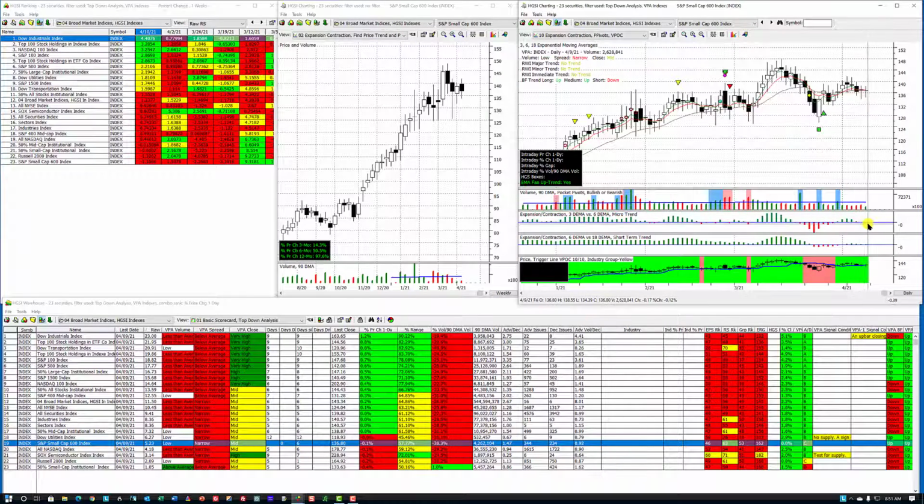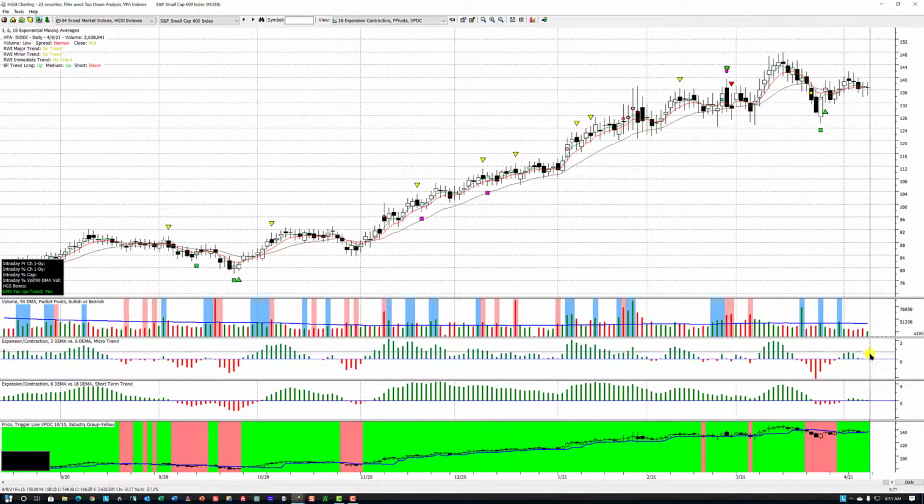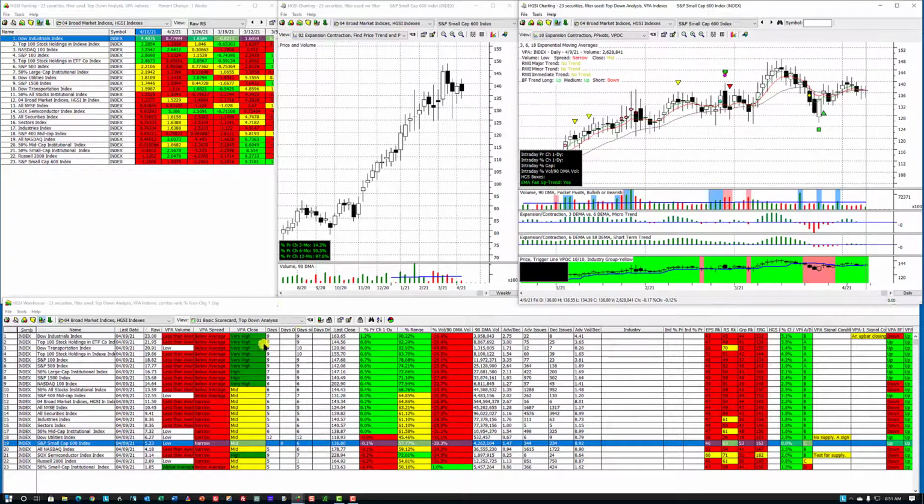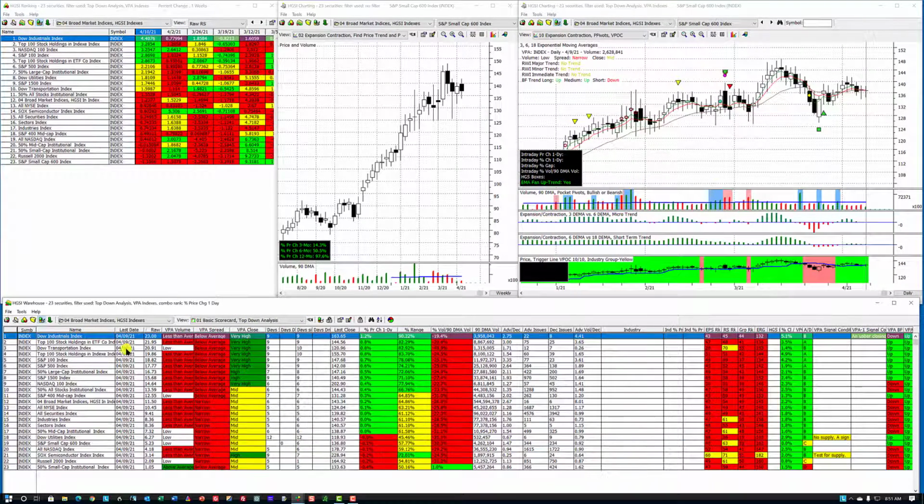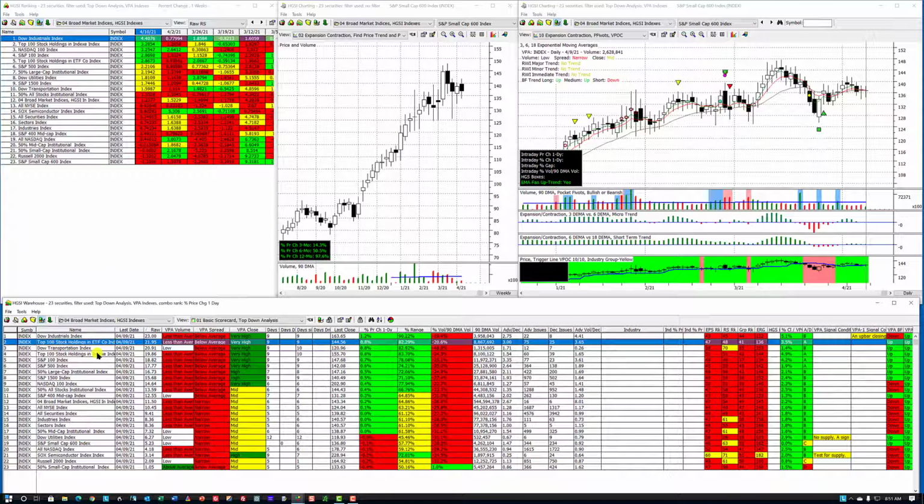I'll make this full screen. If you look up here, this is the 3 and the 6, and it's really impossible to see, but it went slightly negative. But the volume point of control is still positive. So the S&P 600 is just kind of going sideways. Where is the real strength here? It's in the Dow. The top 100 stock holdings in ETFs is number 2.